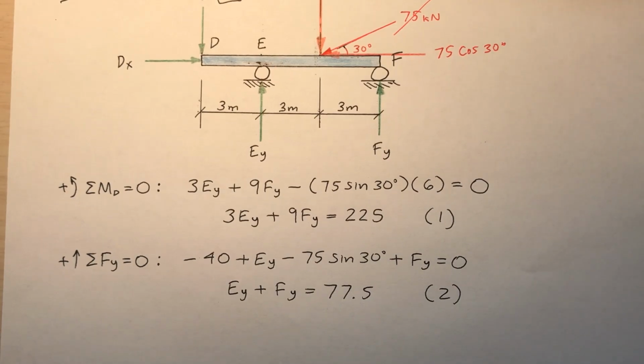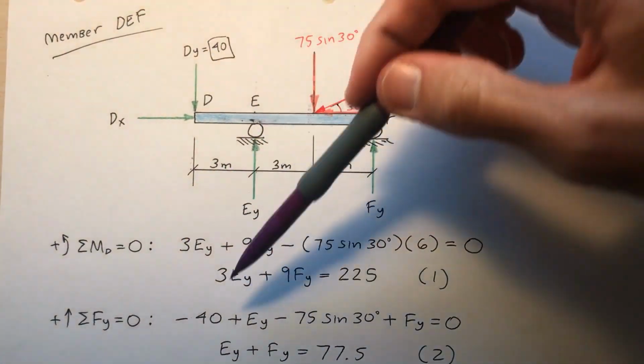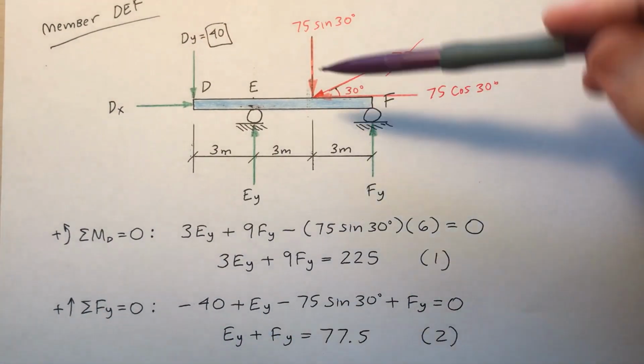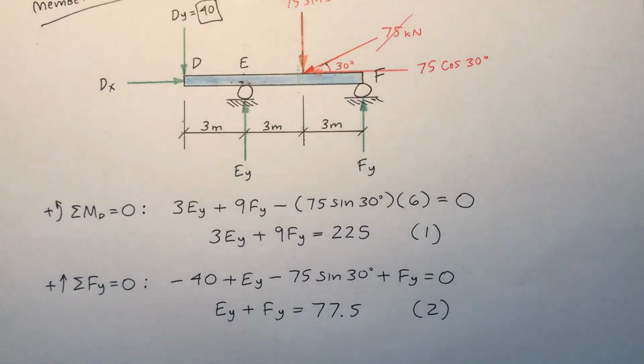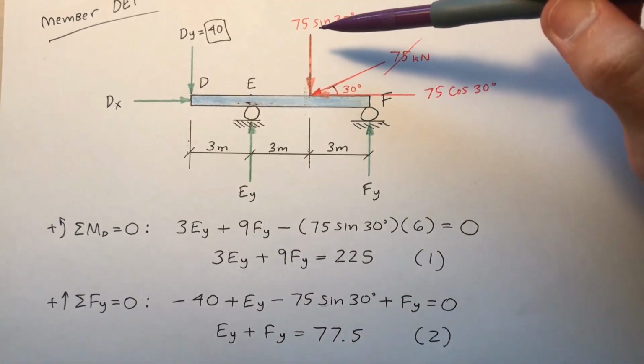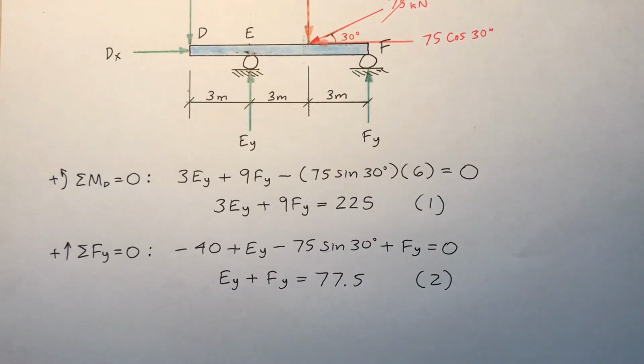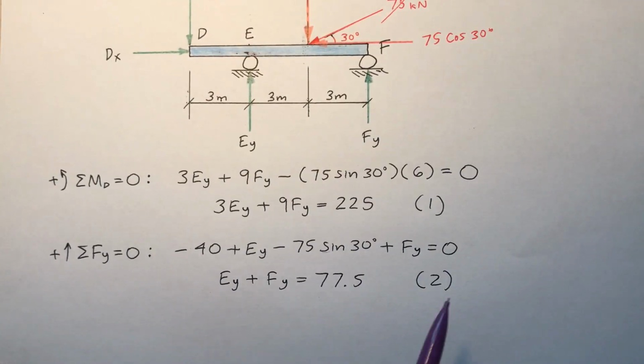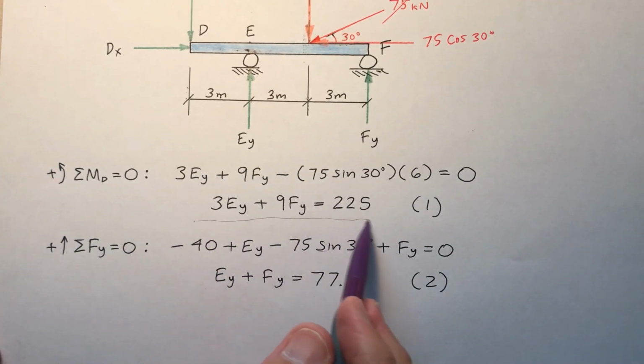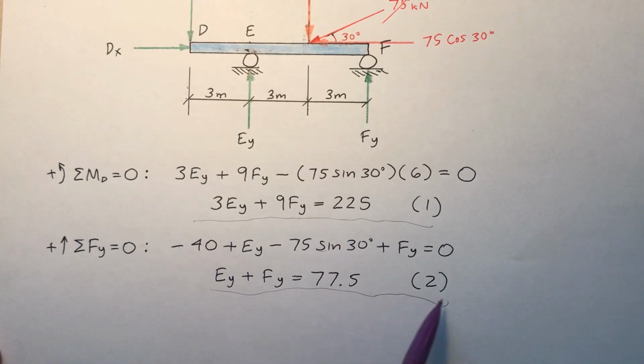So the sum of the forces in the y direction is 0. Negative 40 going down. E sub y going up. Minus 75 sine 30 going down. Plus f sub y going up is equal to 0. Clean it up and you get what I call equation 2. E sub y plus f sub y is 77.5. So I've got these 2 equations and 2 unknowns.